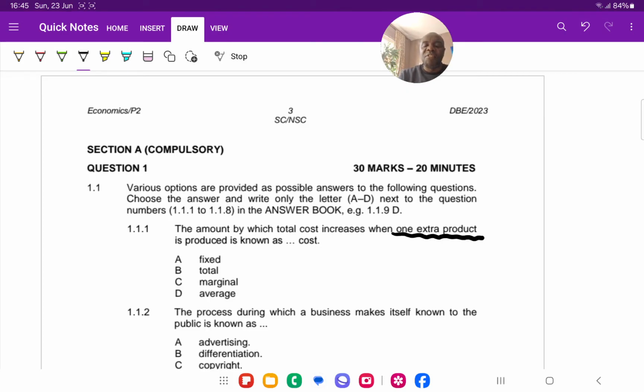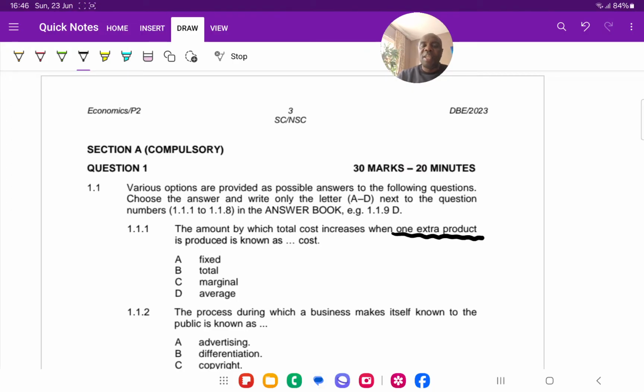Let's analyze each and every one of those and see which one best describes the question. If you are not sure of the answer, I always encourage students to use the elimination method. Eliminate answers that do not make sense and remain with one answer that seems to address the problem. So let's look at answer A. Answer A says fixed cost.